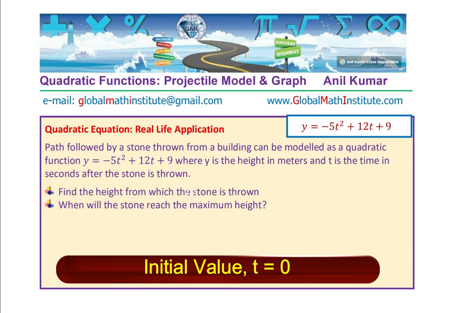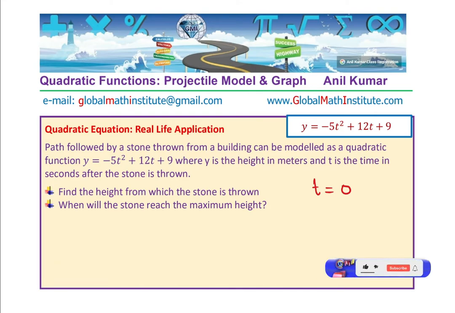Find the height from which the stone is thrown. We are given this equation. The height from which the stone is thrown will definitely be when t equals 0. Now this is a real-life application where we have already defined t as the time in seconds after the stone is thrown. So at t equals 0, we know from what height the stone was thrown, correct?